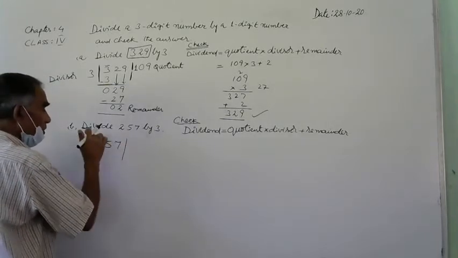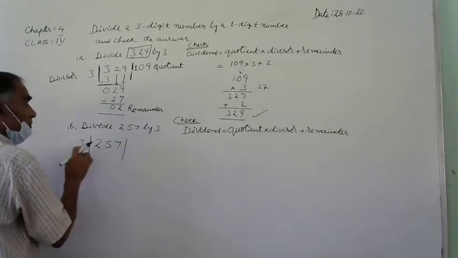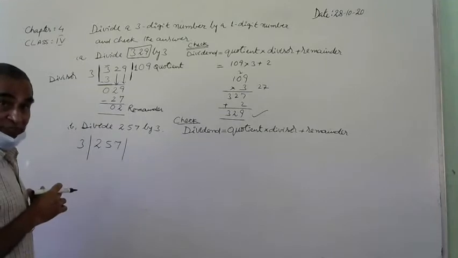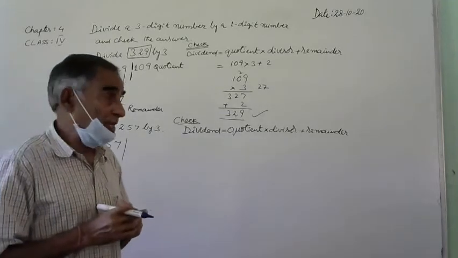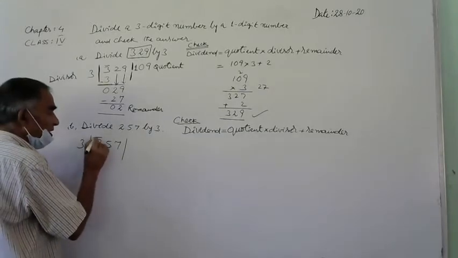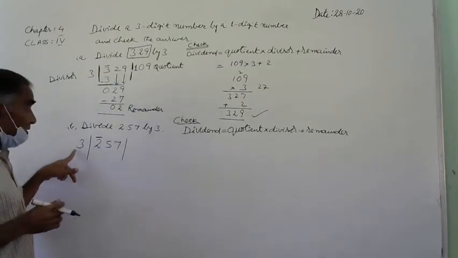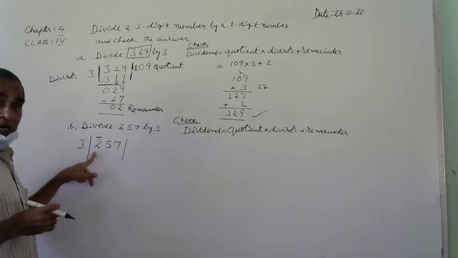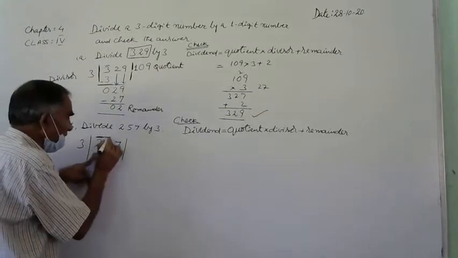Dividend you write. Both sides of the dividend you draw two lines. Divisor you write on the left hand side of the dividend. After writing, the highest place is hundreds. In the hundreds place here, how many hundreds? 200. Is 2 greater than 3? No. It is smaller. When it is smaller, you move one place ahead.